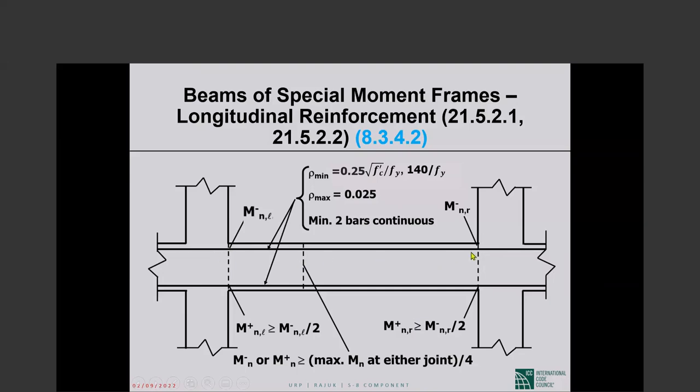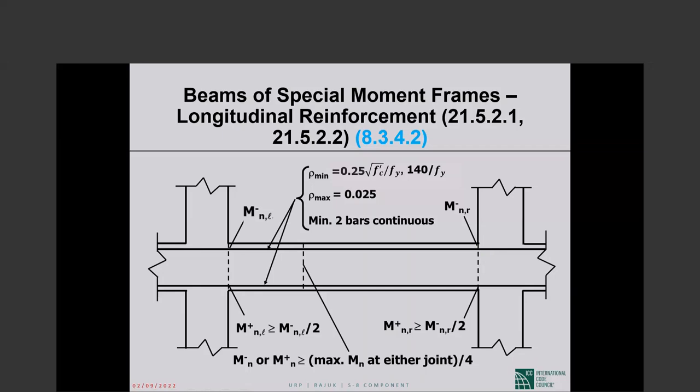So this support section has a negative moment strength. That support section has a negative moment strength. The larger of the two is a number. 1/4 of that has to be at least the positive or the negative moment strength everywhere along the length of the beam.